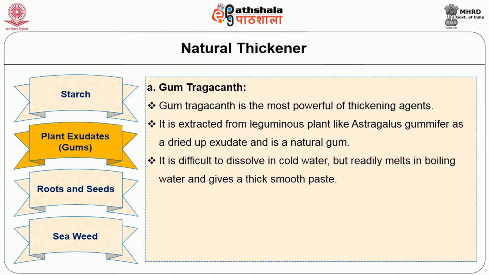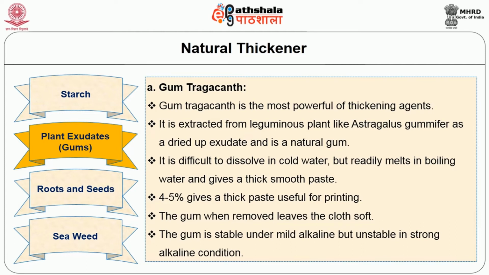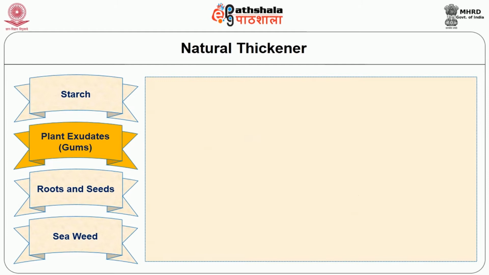It is difficult to dissolve in cold water but readily melts in boiling water and gives a thick smooth paste. 4 to 5% gives a thick paste useful for printing. The gum when removed leaves the cloth soft. The gum is stable under mild alkaline but unstable in strong alkaline conditions.